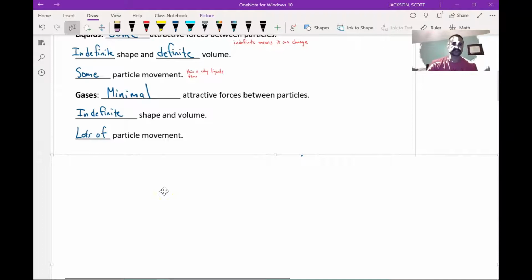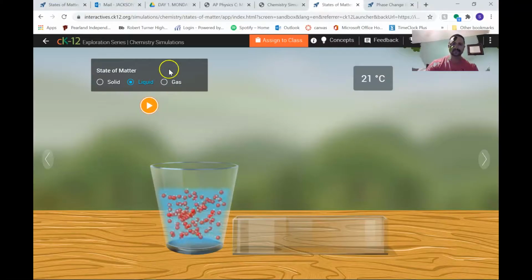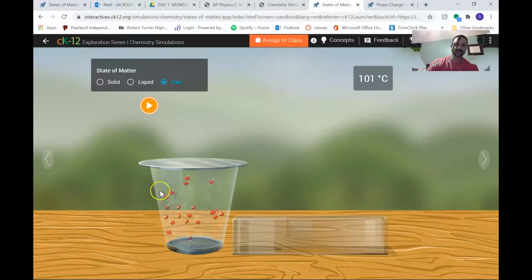Moving on to gases. Gases have extremely minimal attractive forces, so that's why they have indefinite shape and volume, and they completely spread out. So we can look again at this simulation. Let's take a look at the gas. There's not much attraction between these, so they're just going all over the place.